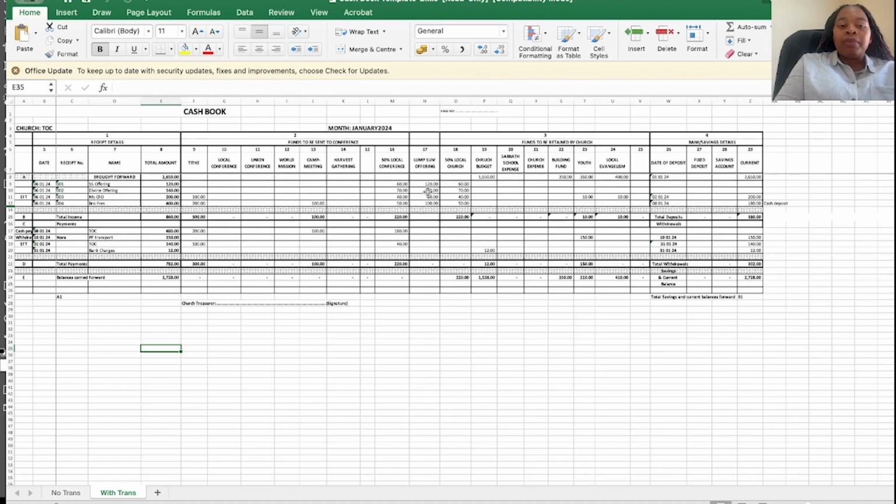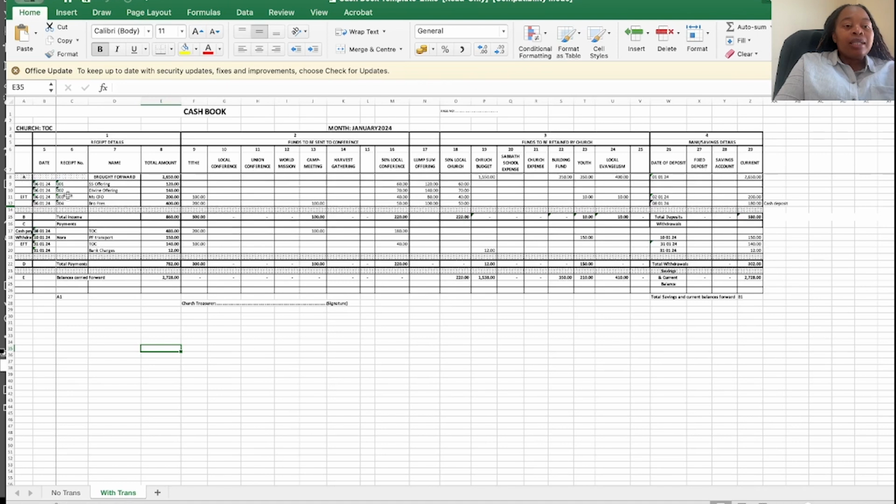And remember, the offering is 50% local conference and 50% local church. So our 50% went to column 16, which is 50% local conference, and another one went to column 18, which is our 50% local church. That's our first receipt. The bank is not affected because it's cash that we have on hand.